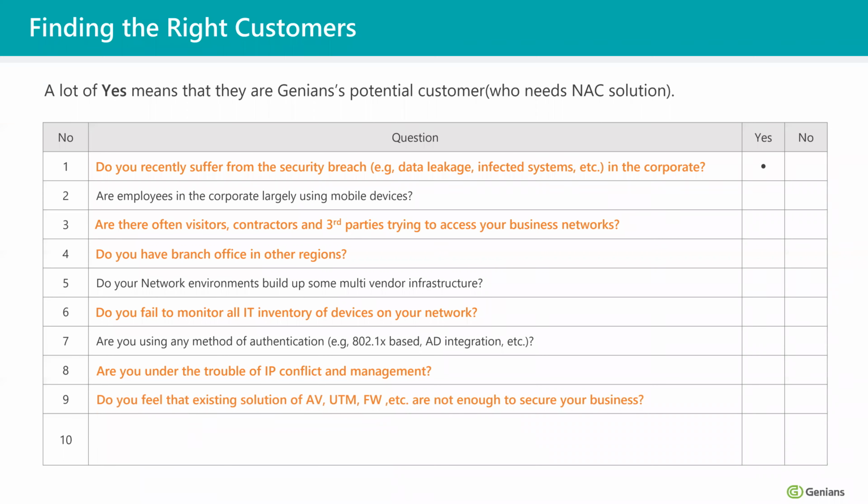Sixth, do you feel that existing solutions such as AV, antivirus, UTM, and firewall are not enough to secure your business? The main reason I bring this question up is that many companies only consider adopting gateway perimeter solutions such as IPS, firewall, and UTM against internal threats. However, as you saw in the last webinar session 1, the number of internal threats is higher than external threats. So I would like to emphasize how important it is to keep your inside network as secure as against external threats.